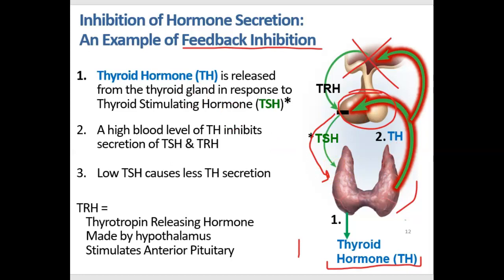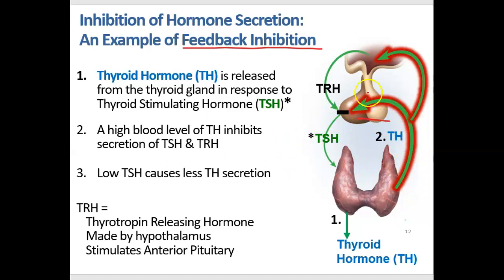So we call this negative feedback inhibition. That's what we call it. And so thyroid hormone controls its own production, so to speak, or secretion through negative feedback inhibition right here.